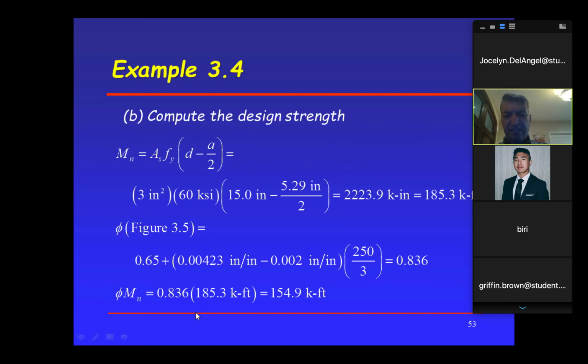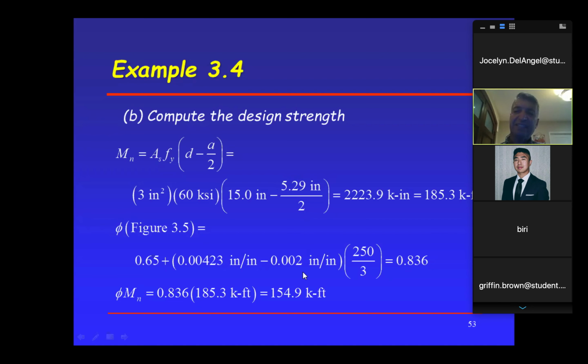So look at this, 154, right? And then what did we do? 185 is 100%. I am taking 83.6% of that. So I'm reducing it by like 17%, right? If it was phi equal 0.9, then I would only reduce it by 10%. See that? So I'm reducing the moment capacity by 17% because it's not ideal. We want it to be in the zone where the steel is going to sag so people can run out. So that's why. But the code is allowing us to do that.